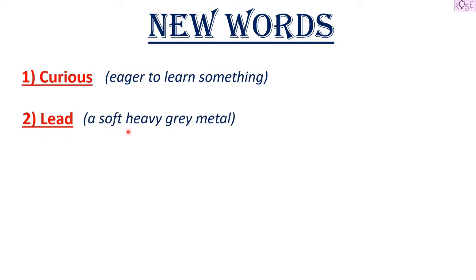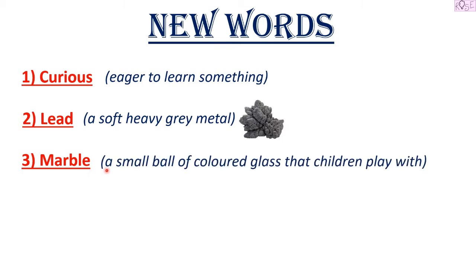So what is lead? It's a soft, heavy, grey metal. It's a type of metal. It looks something like this. It's raw lead. It's a very heavy metal. That's why it sinks and does not float in the water. Next word we have is marble. So what is a marble? A small ball of colored glass that children play with. Here are marbles. These are called marbles. Next word is sink.